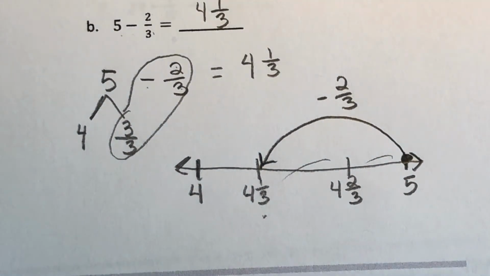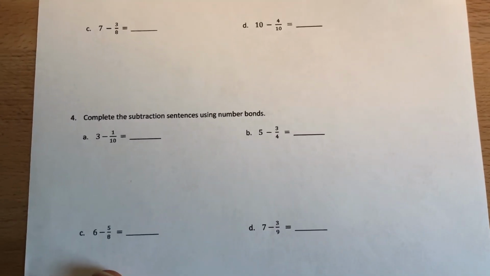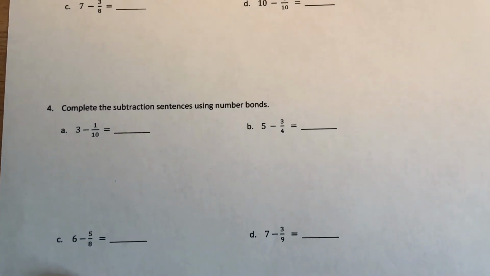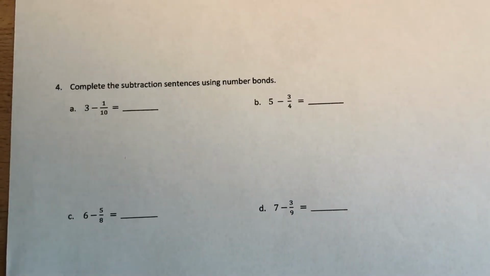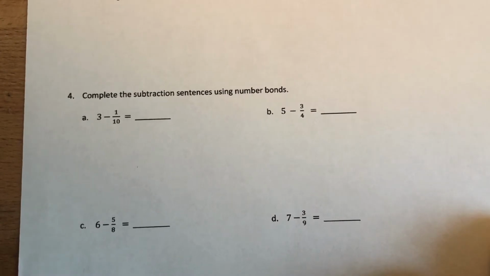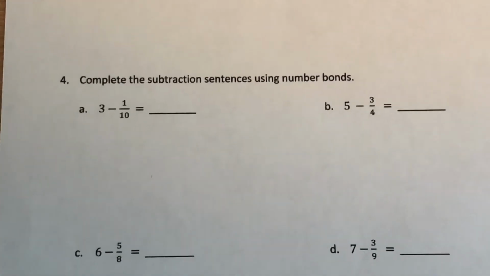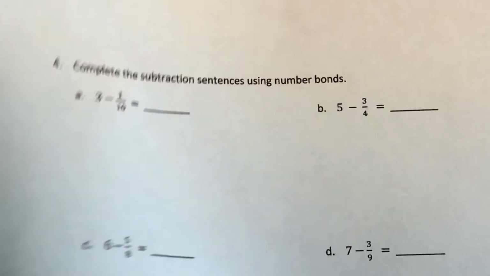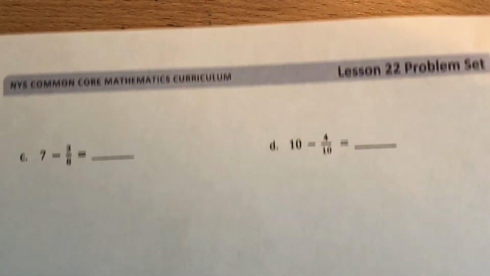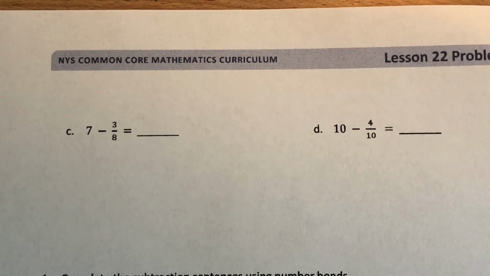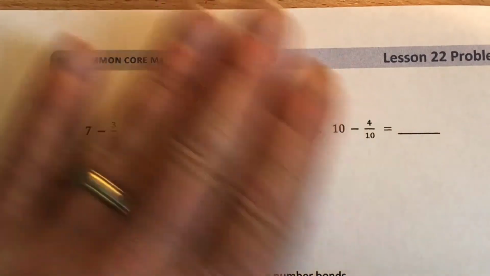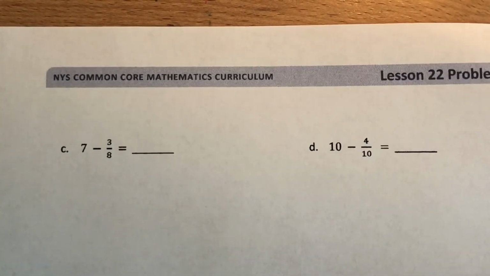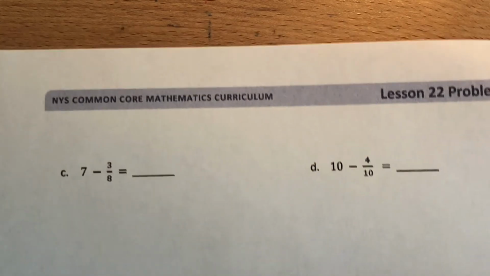Okay, all right, let's check out the back. Let me zoom out here, way up close. Complete the subtraction sentences using number bonds. Okay, so I like the number bonds better than drawing out the entire picture, so we're going to keep doing that. We're going to do the same thing here. We're just going to do number bonds this whole way through. All right, this is all subtraction.